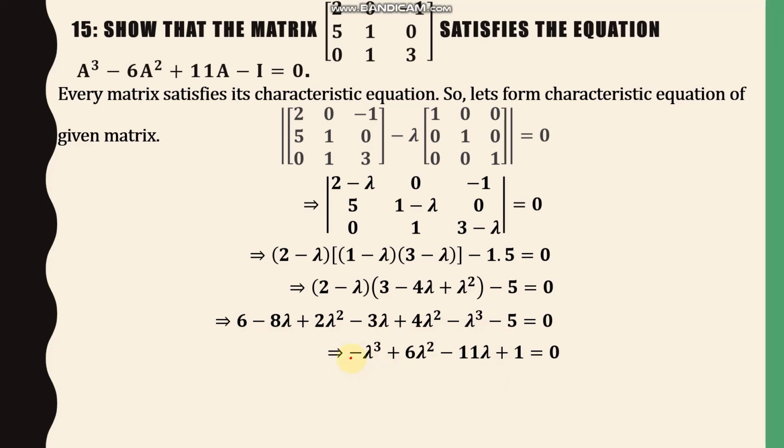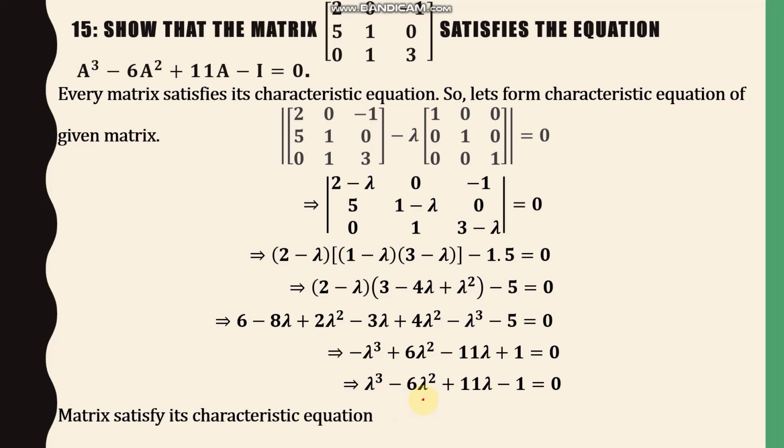Now change the sign. Now it is lambda cube minus 6 lambda square plus 11 lambda minus 1 equal to 0. This is the characteristic equation, and the given matrix will satisfy this equation. So A cube minus 6A square plus 11A minus I is equal to 0, and hence we have proved it.